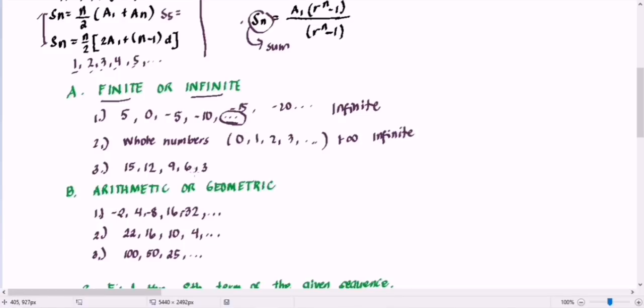Also, the same with number 1. Number 3, ito, wala kang makikita ang dot, dot, dot. So therefore, it's finite.